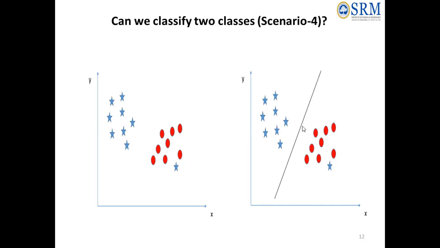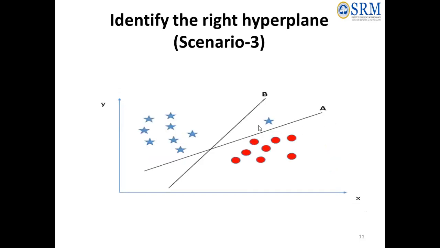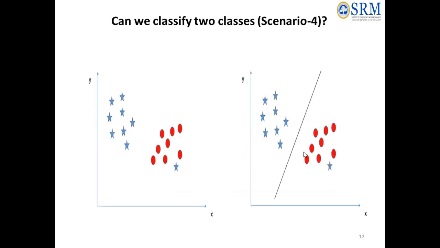Now you can ask me a question, sir. Why can't we do this here? It cannot be done here because this star is not lying in the outlier. This star is available in the middle, so no exact division can be done. But in this diagram, we have the star present in the outlier. We can ignore this star and place a hyperplane in the middle.